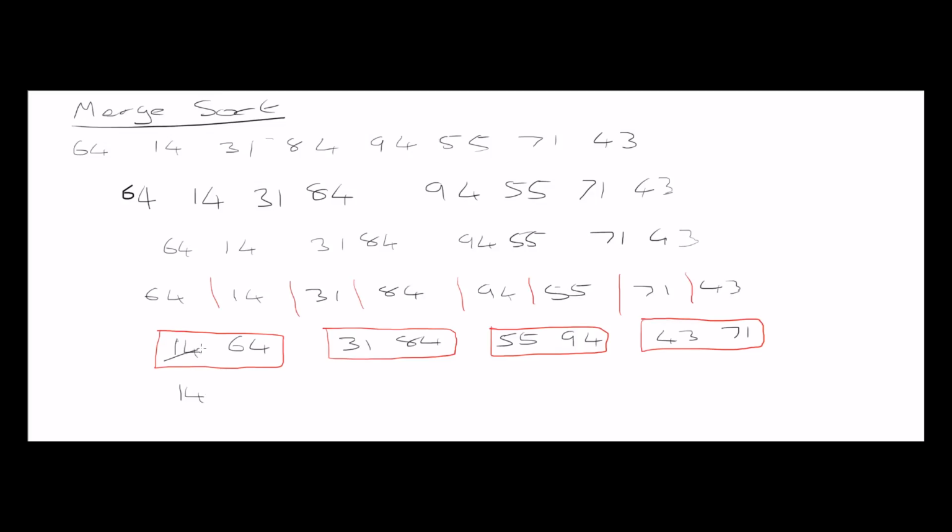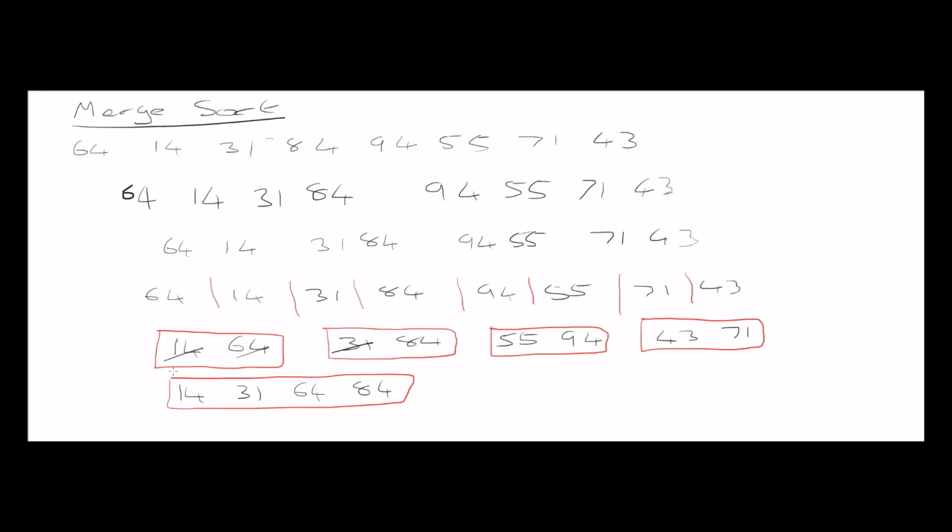Then what we do, we can cross 14 out because we've already used it. We compare 64 to 31. And 31 is obviously less than 64, so 31 is our next element in the list. So cross 31 out. Then we compare 64 to 84. And 84 is obviously greater than 64, so just do 64 and then 84 like that because it's our last element in the list. 84 is our last element, so we can just put it on the end. So that is how we merge 2 lists together, and then we've got 1 sorted sublist here with 4 elements in.